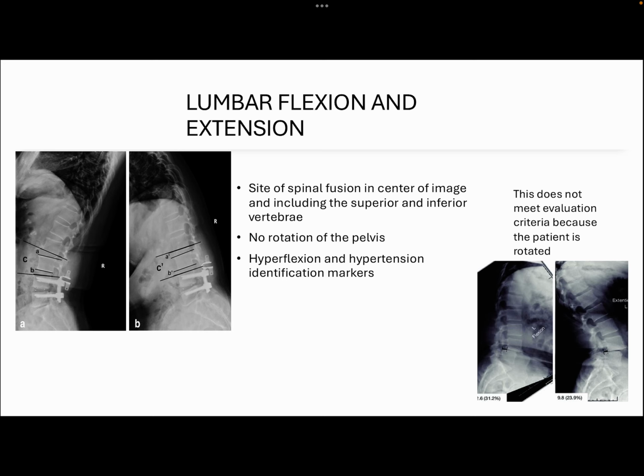So as you see, the image on the left does meet evaluation criteria. As you can see, the spinal fusion is in the center of the image. The one on the right does not meet it because they are rotated.